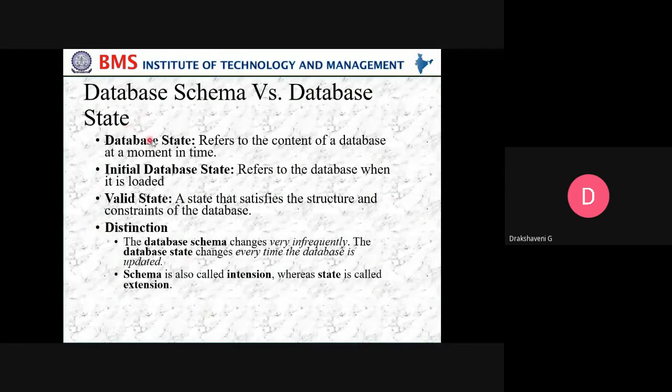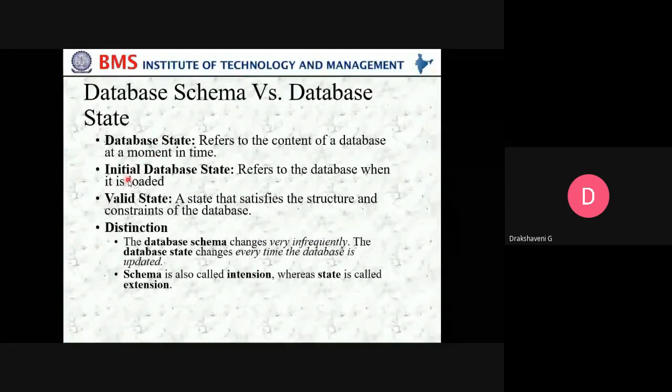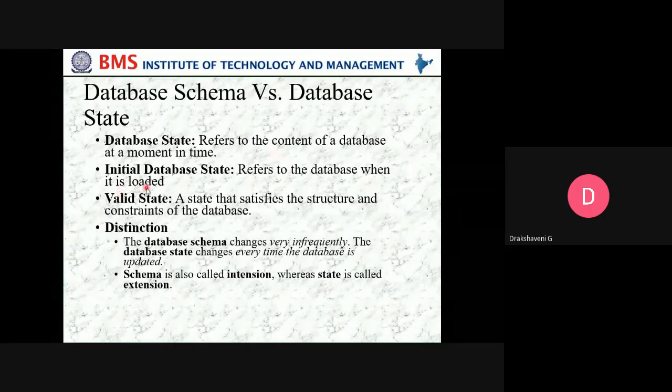In the same way here also, database state refers to the content of a database at a moment in time. Initial database state refers to the database when it is loaded. Valid state is a state that satisfies the structure and constraints of the database. The database schema changes very infrequently. The database state changes every time the database is updated. Schema is also intension, whereas state is also extension. So that's what we can see about database schema and database state.